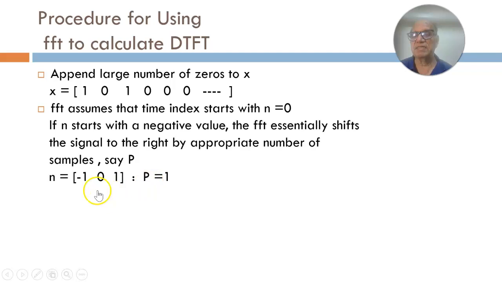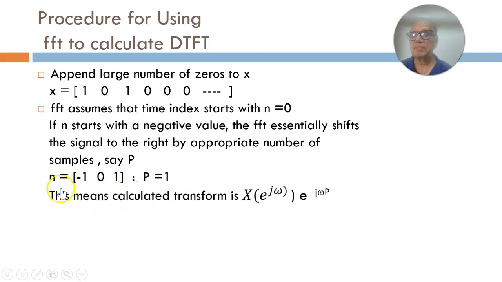So let me illustrate this. Suppose n equal to minus 1, 0 and 1. Then since you want the n to start with 0, this has to be shifted to the right by one sample. So this will become 0, 1, 2. That will be the various samples for n. And this means that your x is also shifted. So the values of x are shifted, in this case by one sample.